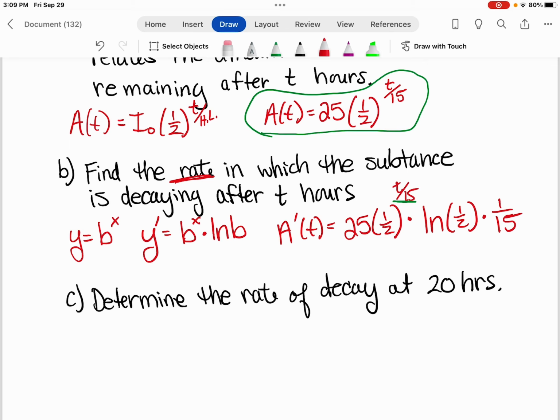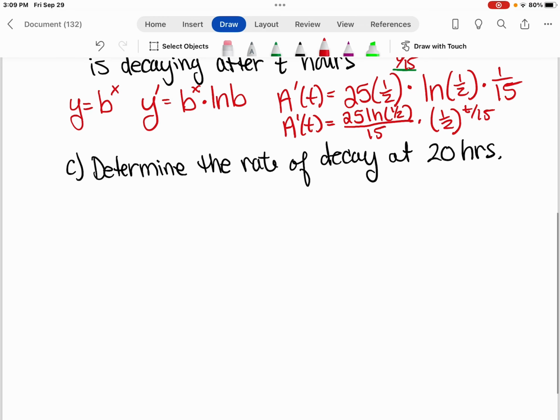Now, when I clean this up a little bit, I have that the derivative is going to be 25 natural log of 1/2 all over 15 times my exponential function, 1/2 to the T over 15. So we're going to use this information in part C. So let me carry that down.